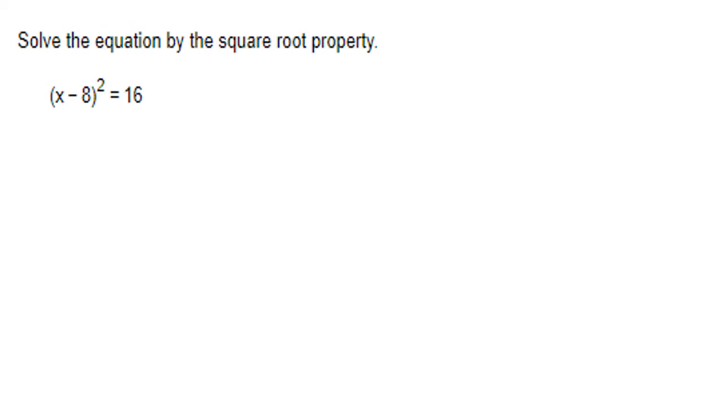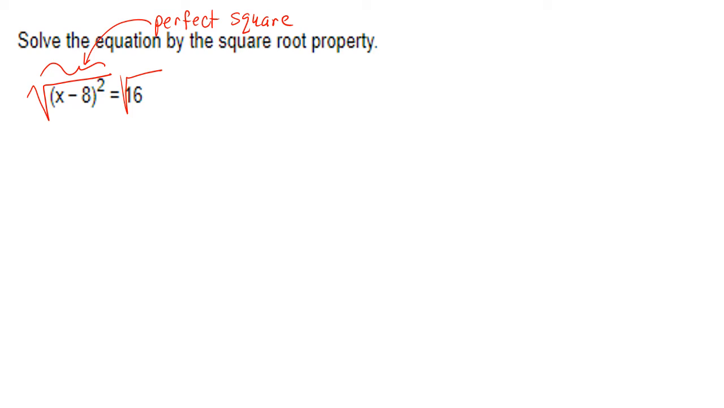Another example of the square root property is given. This one, notice that the perfect square term is the entire parentheses here, because everything on the left-hand side of the equation is in parentheses and it's squared. So step 1 has already been done. I just need to go directly to step 2 and put the radical symbol, the square root, on both sides.